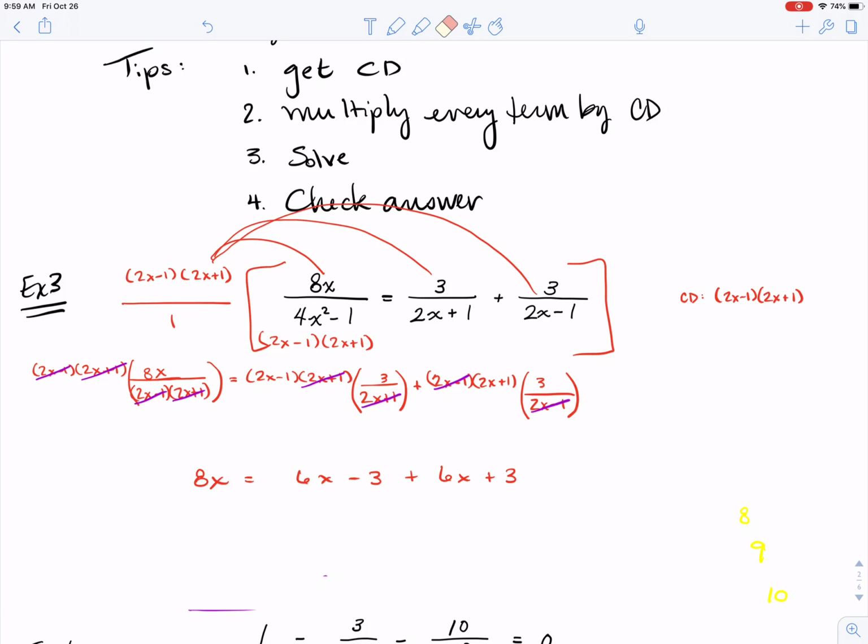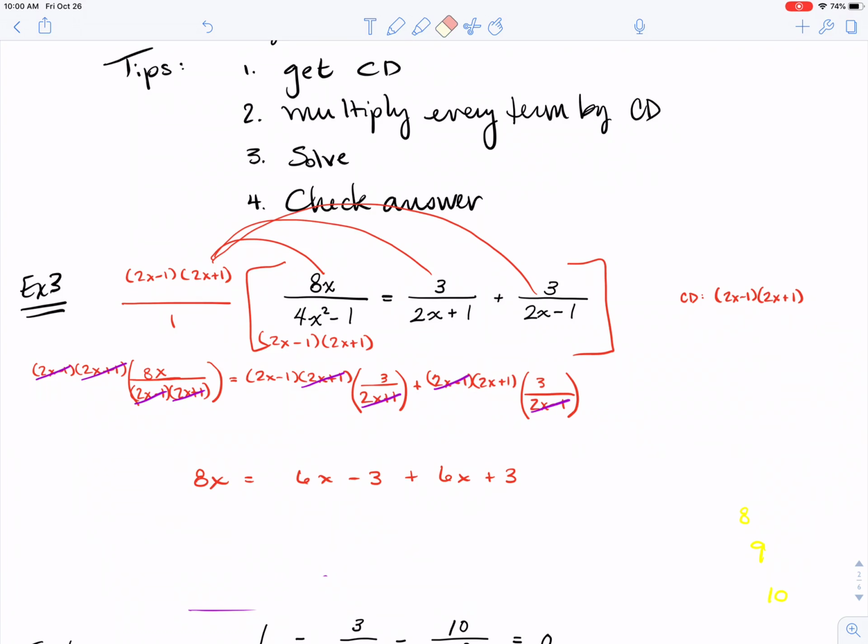My first term leaves me with an 8x. My second term, notice that I've gone ahead and I've multiplied here. My second term left me with a 2x minus 1 and a 3. So I went ahead and distributed the 3. And my third term, same thing, a 2x plus 1 and a 3. And I went ahead and distributed. So you can see that already in my work.